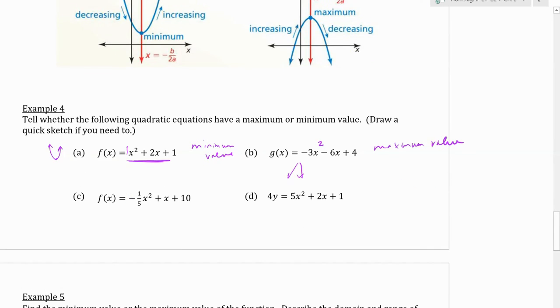Now, this right here, negative 1/5 x squared, there's a maximum value, so it's got a max. Ooh, this one's not in standard form yet. I have to divide everything by 4. But that's still positive, so it's still going to open up. There will be a minimum value down there.